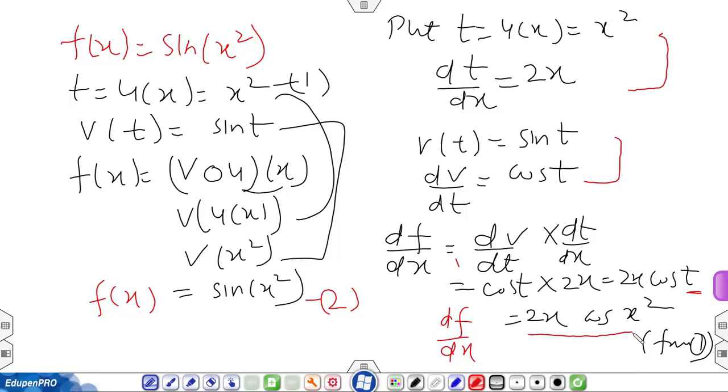So this is your chain rule. We can find the derivative without using the chain rule also. Now I am going to do exercise 5.2 for you without the chain rule.